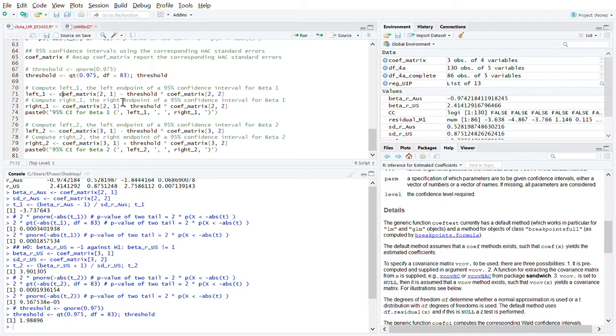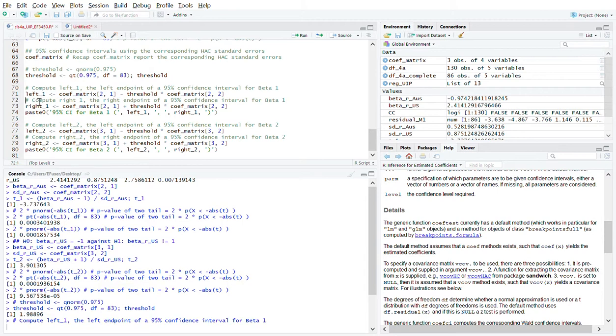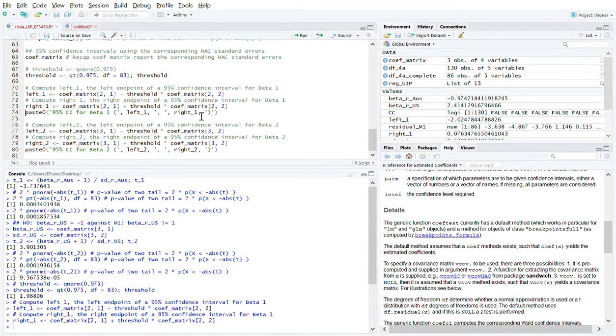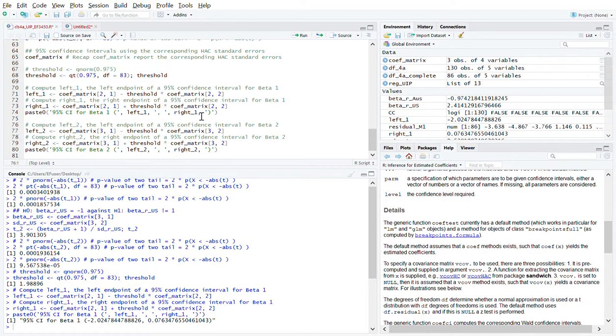The left endpoint is basically the coefficient estimate for beta 1 minus the threshold times the HAC standard error of beta 1 hat, and that gives us the left endpoint of the confidence interval. Similarly, we add the threshold times the HAC standard error of beta 1, and sticking these together, we have the confidence interval for beta 1 constructed using the HAC standard error.